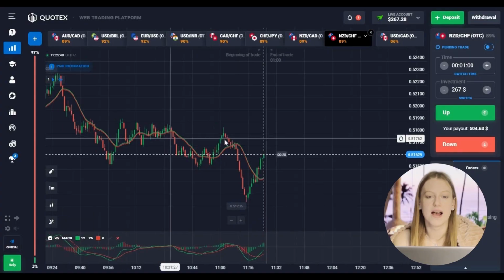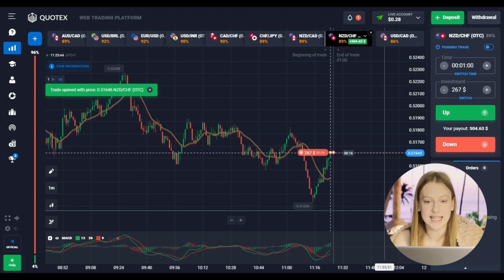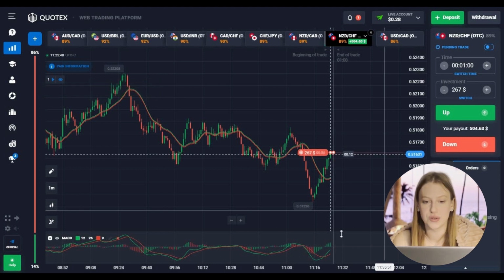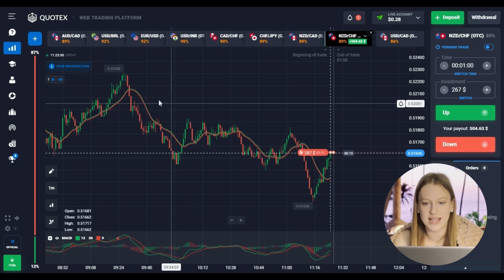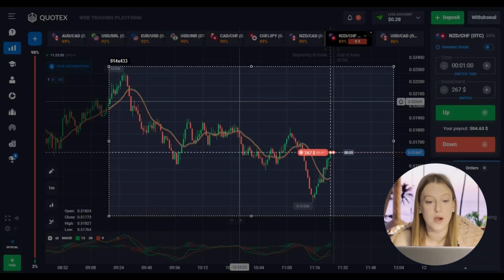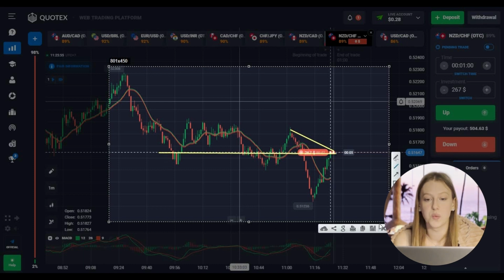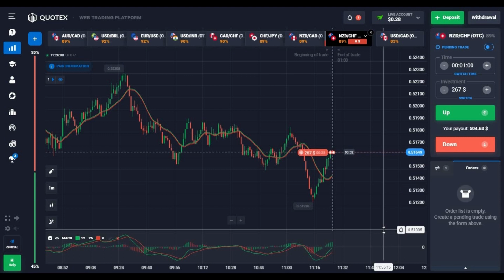On the currency pair New Zealand dollar and Swiss franc, I open a downward trade. This is another one of my trades in a bear market because the situation is perfect when the candles are above the envelopes. Guys, I couldn't miss this opportunity and I open a down trade here. The trend is now downward and the price is at the resistance level.